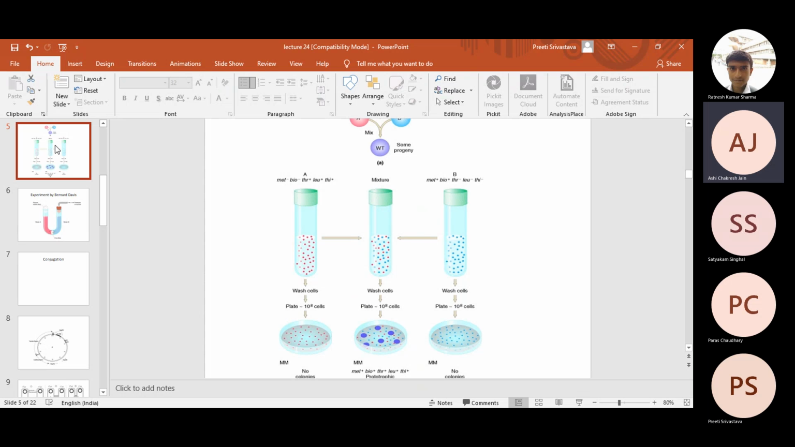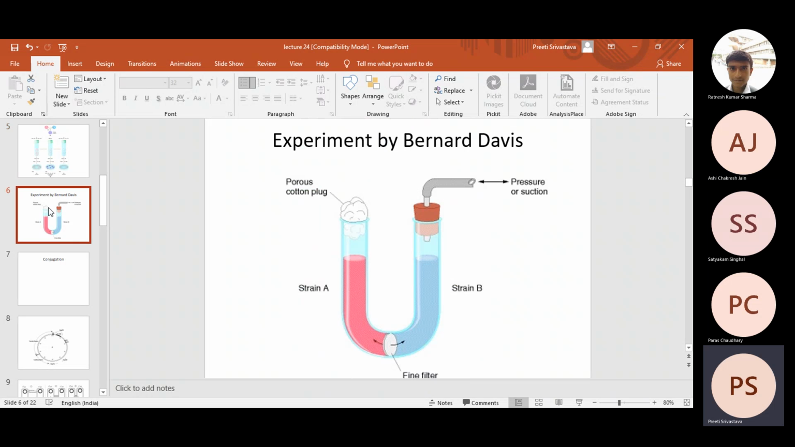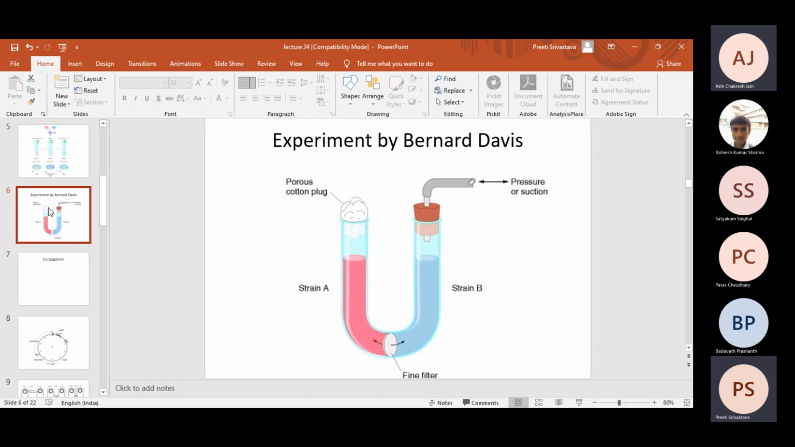But when we observe the two different auxotrophs individually, we see that the growth would be missing the particular amino acid expression in the two different colonies. Correct. Very good. And then this one. I guess here they placed a filter and they discovered that for conjugation to take place, it is important to be in contact with each other. Yes, very good.